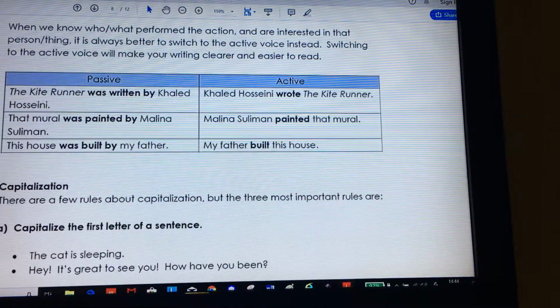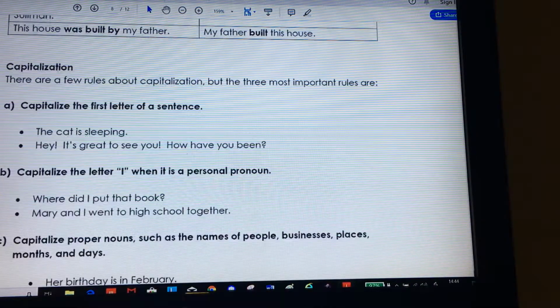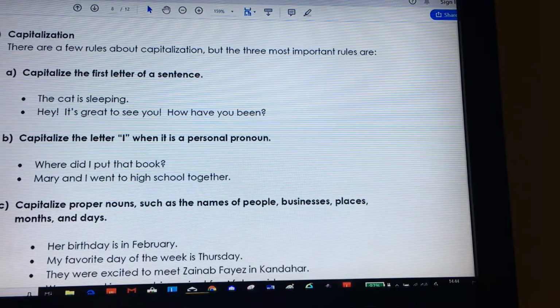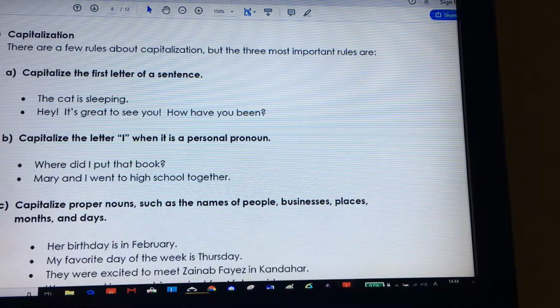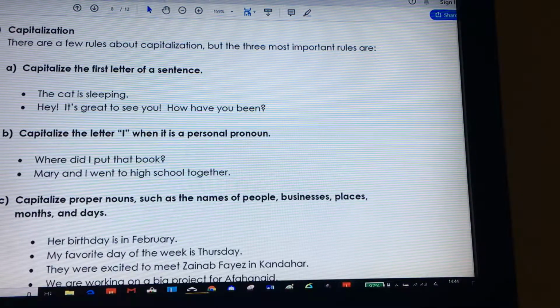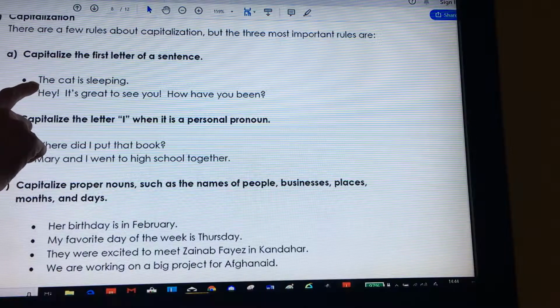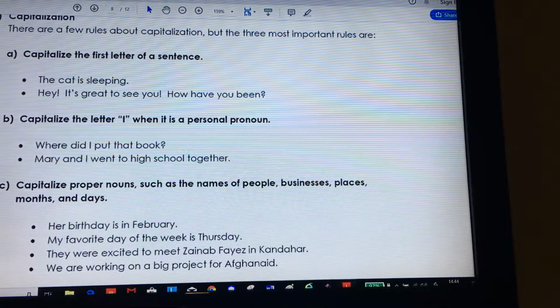The last common error that I saw for your grammar was capitalization. Some of you were not capitalizing at the beginning of your sentences, and some of you are capitalizing words that didn't need to be capitalized. So there are three most important rules in English for capitalization. And the first one is the beginning of the sentence. Anytime you begin a new sentence, you're going to capitalize that first letter. So the cat is sleeping, there's a capital T there.